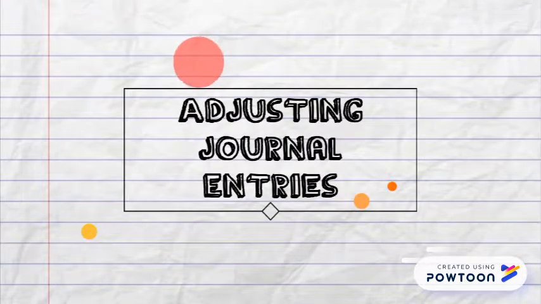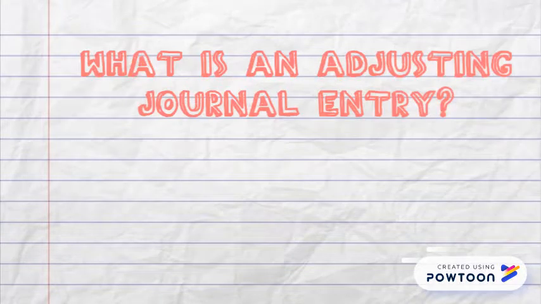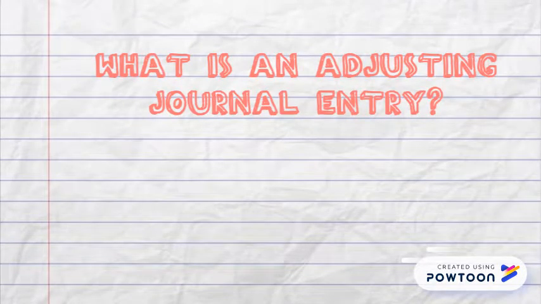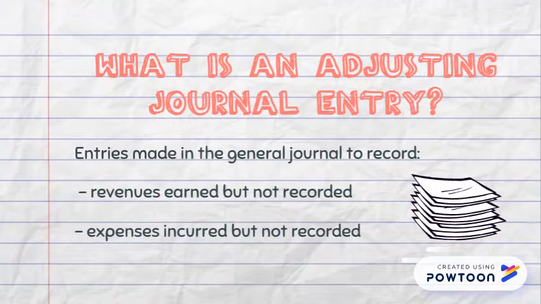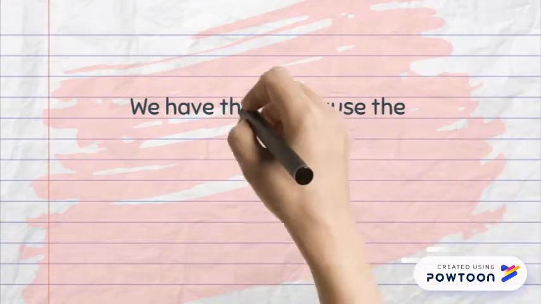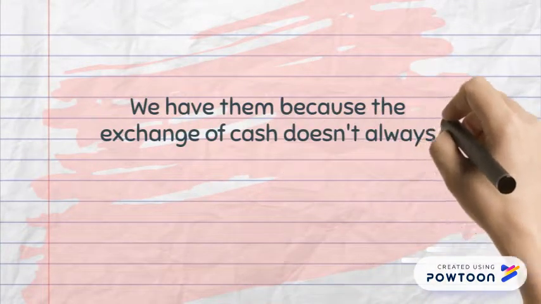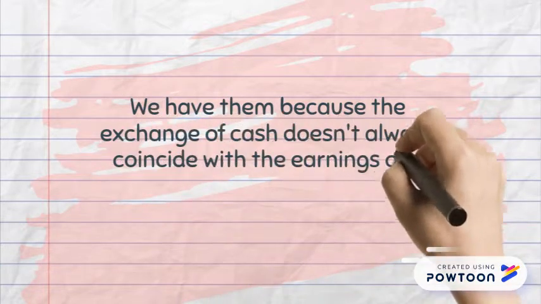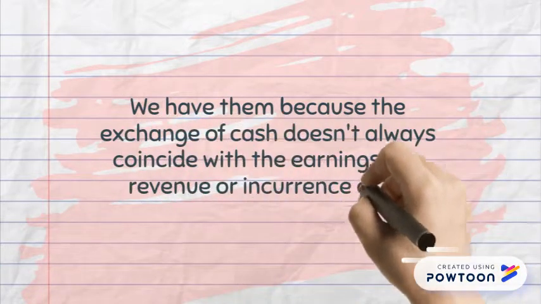Adjusting journal entries. Adjusting journal entries are entries made in the general journal to record revenues that have been earned but not recorded and expenses that have been incurred but not recorded. We have them because the exchange of cash doesn't always coincide with the earnings of a revenue or incurrence of an expense.